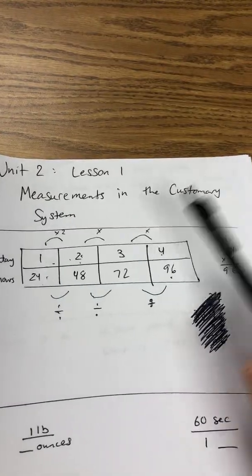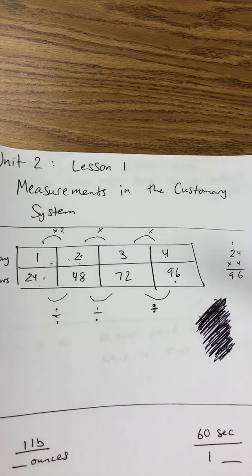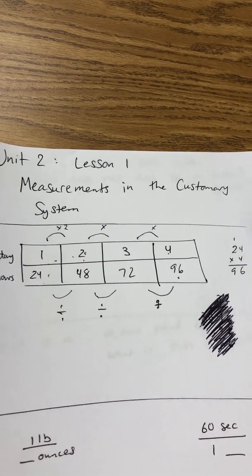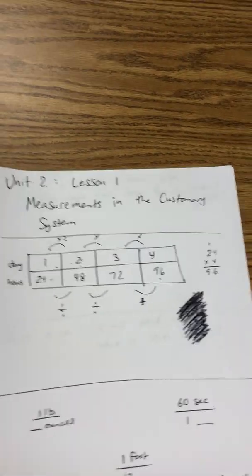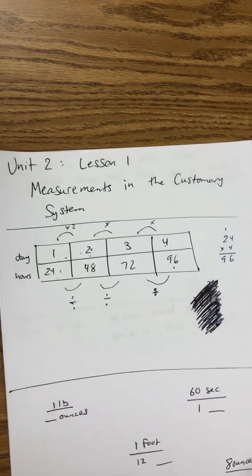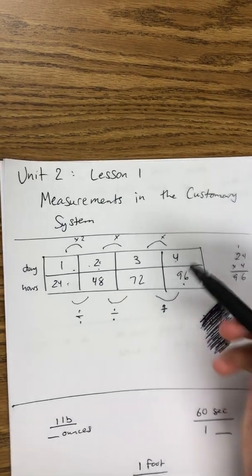So measurements in the customary system talks about stuff that we usually know, days and hours, cups, ounces, those things that we have used throughout our lives that we are accustomed to and that we know the answer to, or we're familiar with at least. So let's start off with just a quick example.